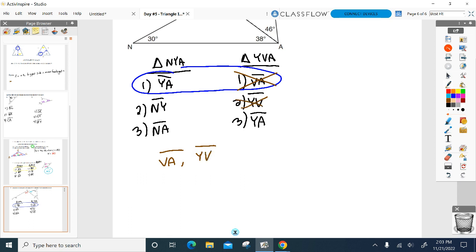Now I can go YA. And out of the 2 remaining ones, because you rank them like this, what's the next smallest one? NY. And then the largest one out of all 5 of them, NA.